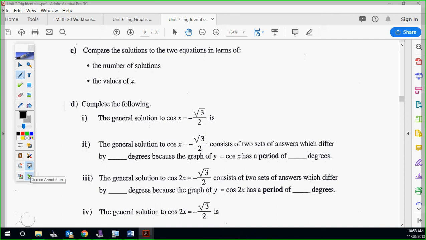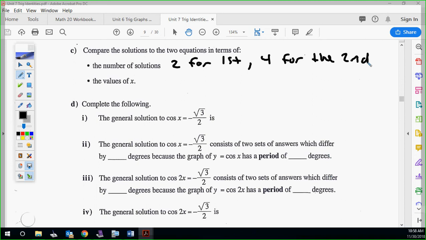So the number of solutions was twice as many. So 2 for the first, 4 for the second. So notice that by putting a 2x there, our solution number doubled. Okay? The values of x. The first values in B are 1/2 the values in A.